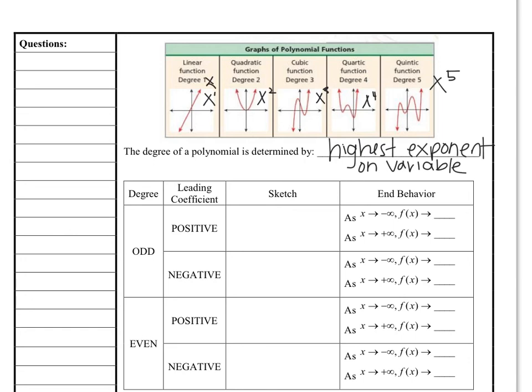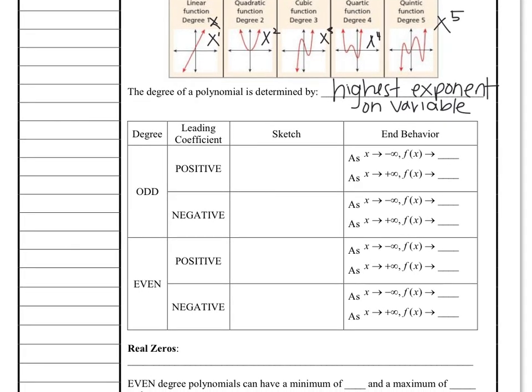So when we're looking at this little chart to summarize, we're going to look at degree, the leading coefficient, whether it's positive or negative, a sketch of it, and then its end behavior. So if we have an odd degree, that means it might be like x to the third, or it could even be x to the first, x to the fifth, x to the seventh, so on and so forth. When we talk about even degrees, that would be something like x squared, x to the fourth, x to the sixth, x to the eighth, anything to an even power.